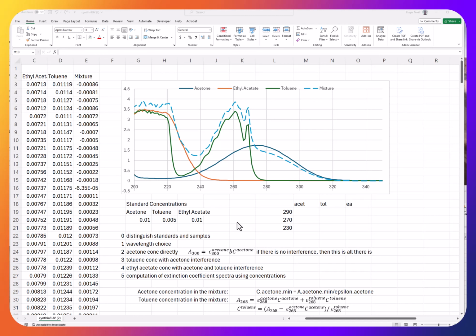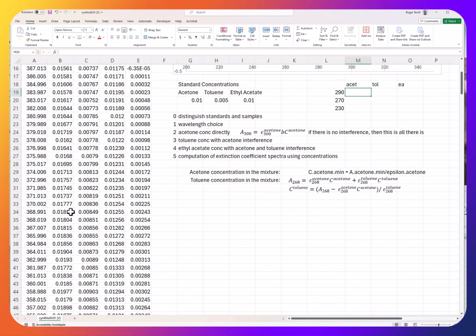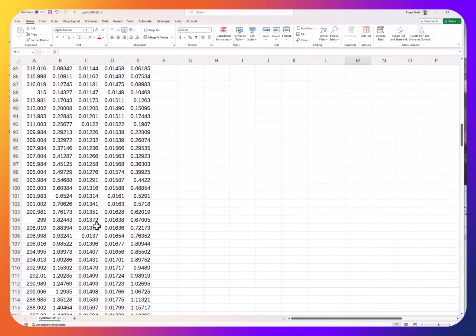So, try number 3 here. I'm going to try to make a matrix of the absorbances and extinction coefficients for the standards, right? And so we'll look at acetone, toluene, and ethyl acetate at 290, 270, and 230 nanometers, right? So 290 nanometers, right? Let's come on over here and let's look down here for 290 nanometers.